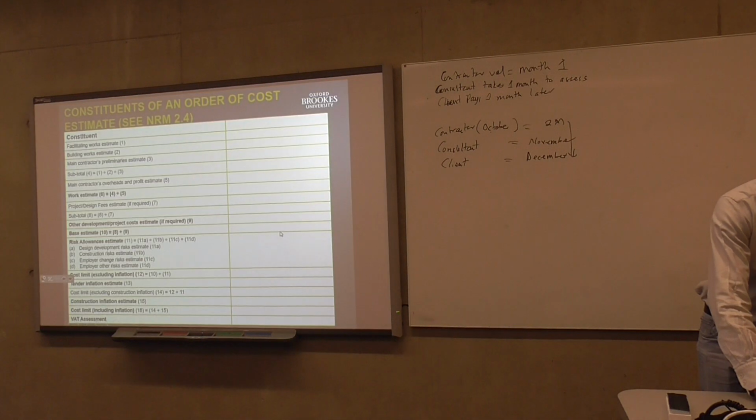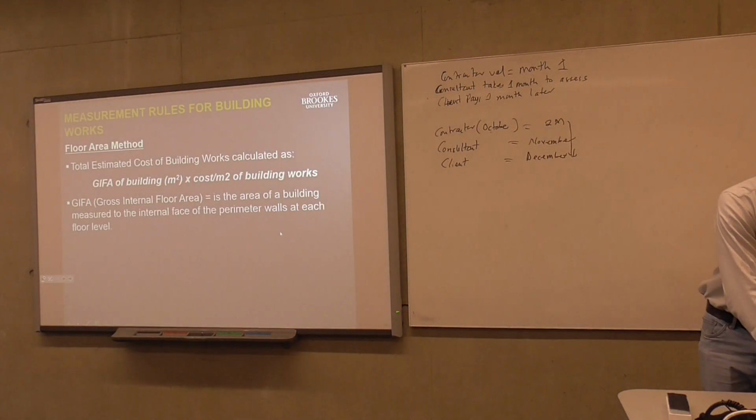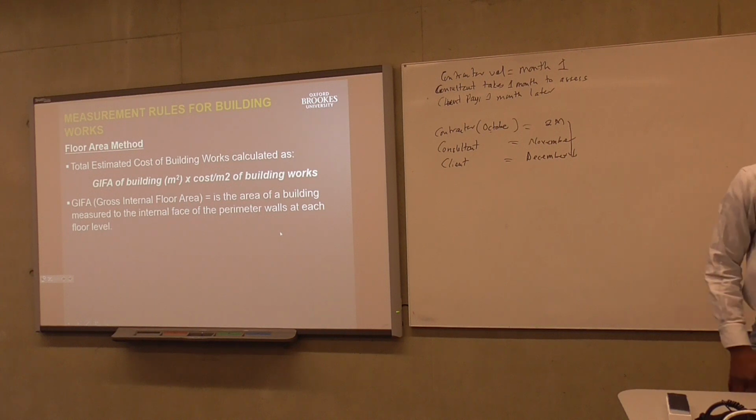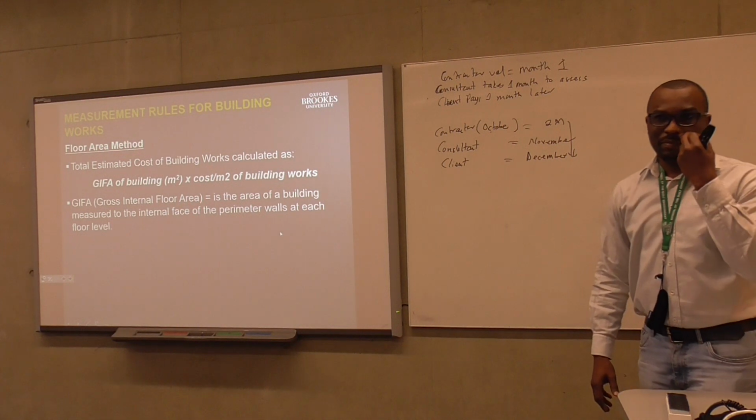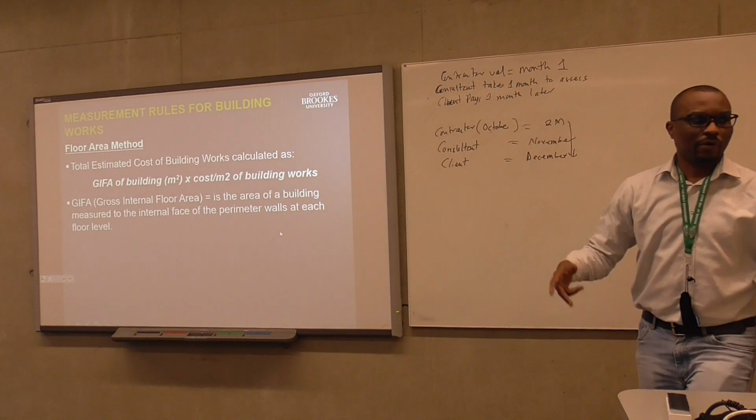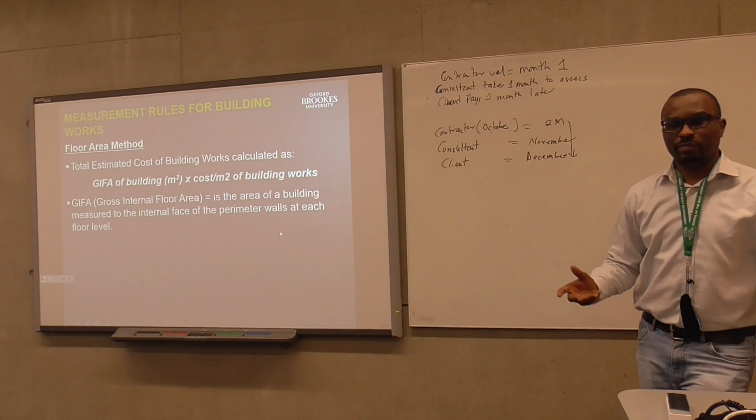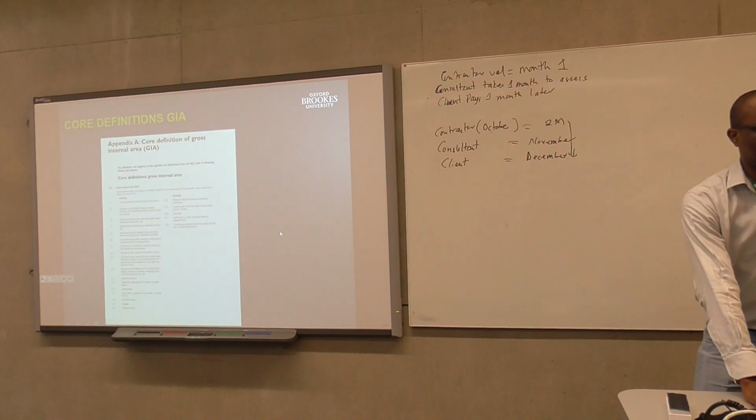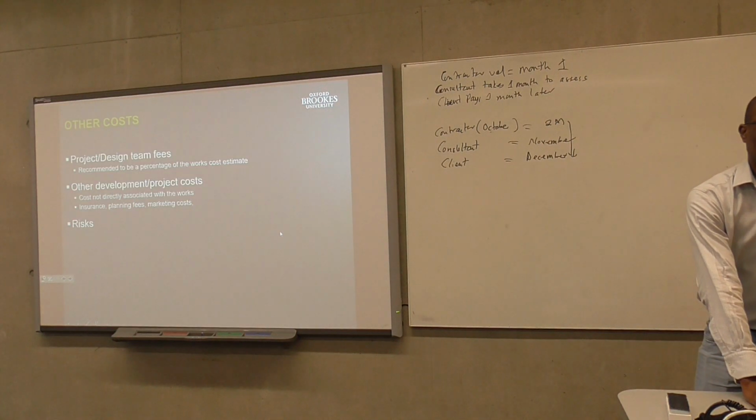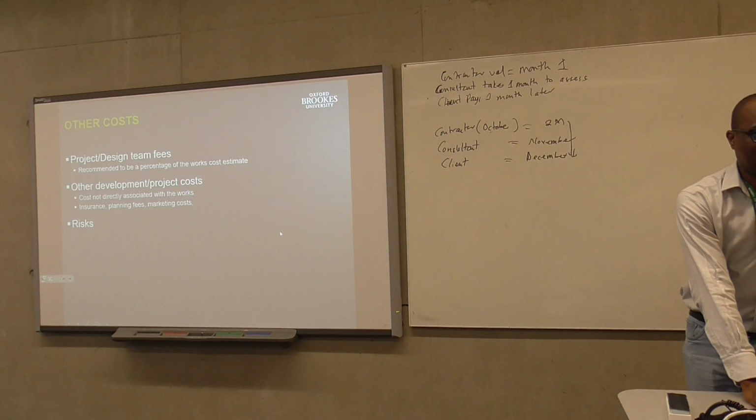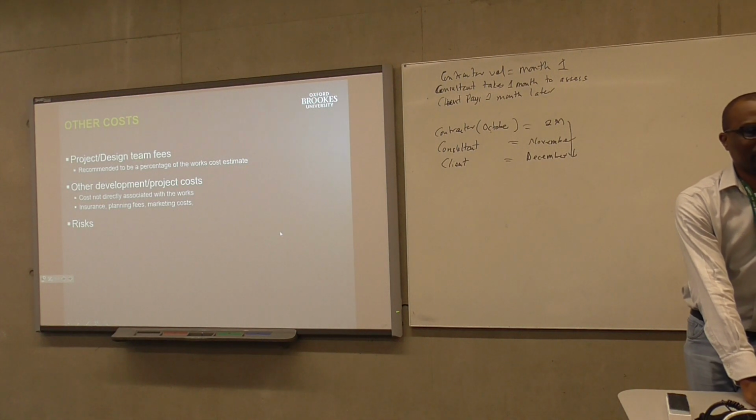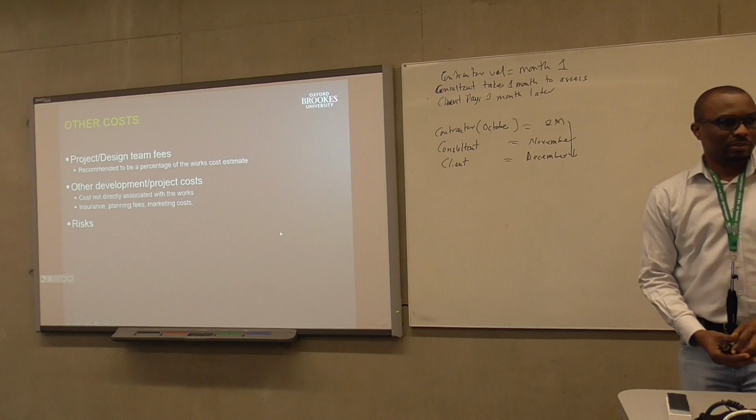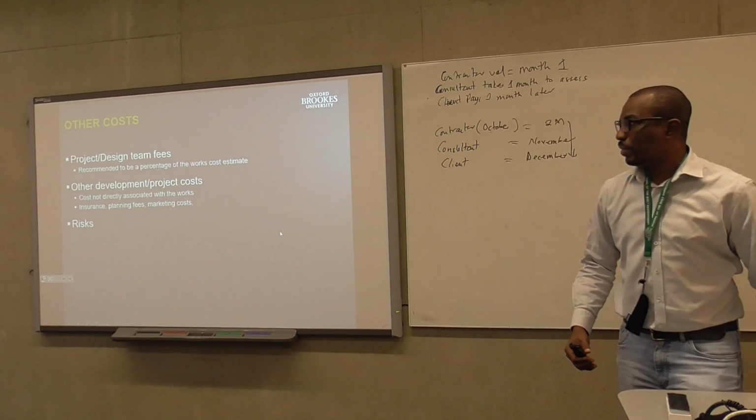So hypothetically, to be able to get the cost of building works by the NRM, all you have to do is to measure the gross internal floor area multiplied by what? The cost per square meter of that building works. Right. But that's not the only thing. Like I did mention, you need to add what? Your project or design team fees. You also need to incorporate your planning permit.